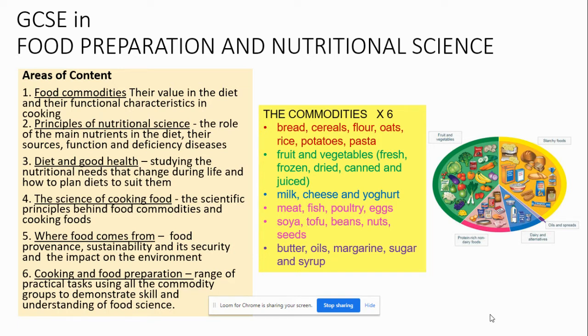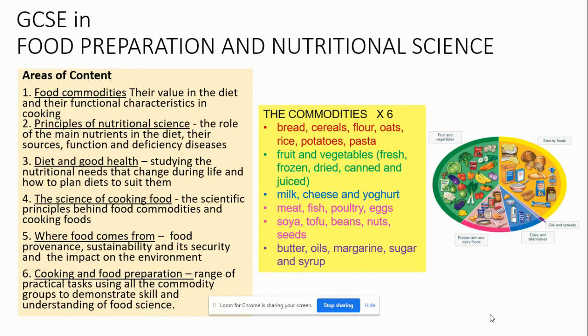Now, number 5, where food comes from. So we learn about the food chain and the origins of food. We look at how food can be more sustainable, looking into the future, and the impact of food production on the environment. We also look at food business, the food tech industry, and the future going ahead.